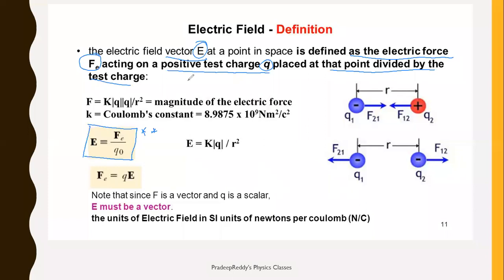As we know, F is equal to K Q1 Q2 by R square, which gives you the magnitude of electric force, where K is a constant, that is 9 into 10 power 9 Newton meter square per Coulomb square. Substituting that F value, you will get electric field as E is equal to K Q divided by R square. Now from this equation, you can rewrite it as the electrostatic force acting on a charged particle placed in an electric field as F is equal to q into E.